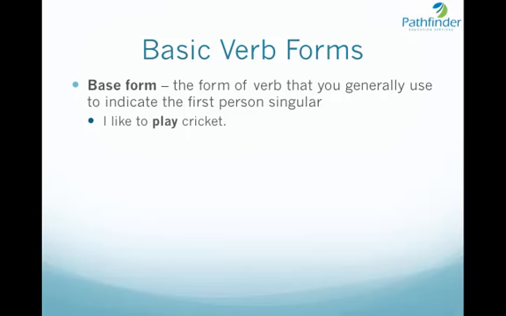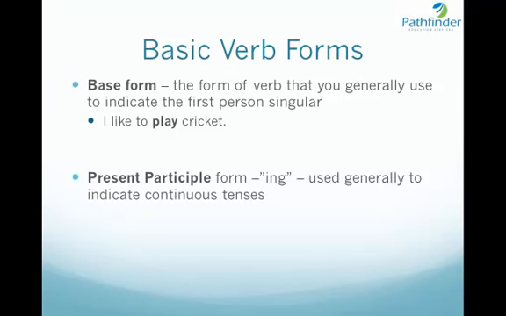The next form is the present participle form, which is also popularly known as the ing form. This form is used to convey the progressive or the continuous tenses. For example, playing, standing, I am playing cricket, I am standing here. These sentences indicate an action that is continuing as of now.